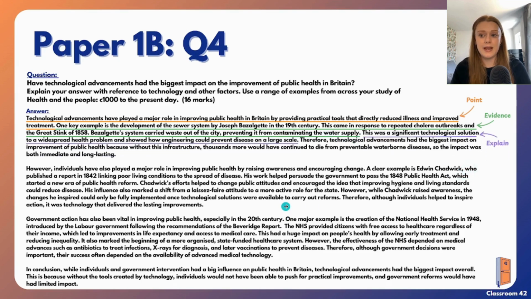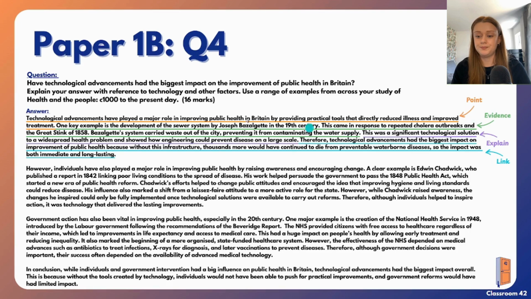Then we're going to explain how this improved public health in Britain, so always linking back to the question. So this was a significant technological solution to a widespread health problem that showed how engineering could prevent disease on a large scale. Then we're going to link it back to the question. Therefore, technological advancements had the biggest impact on improvement of public health because without this infrastructure, thousands more would have continued to die from preventable waterborne diseases. So the impact was both immediate and long-lasting.